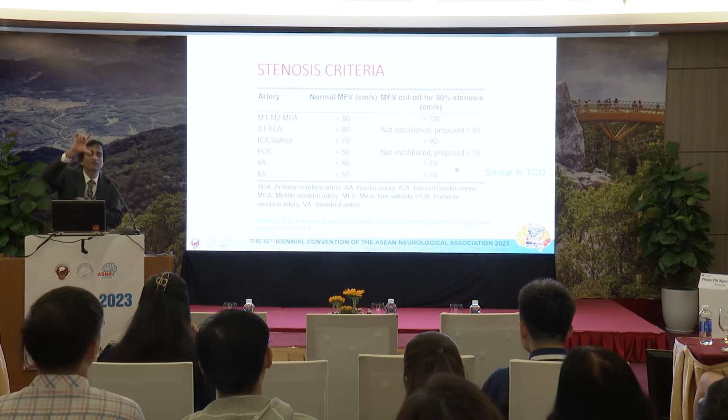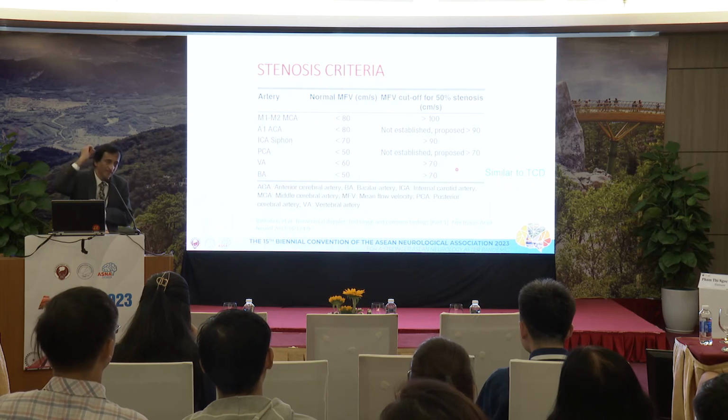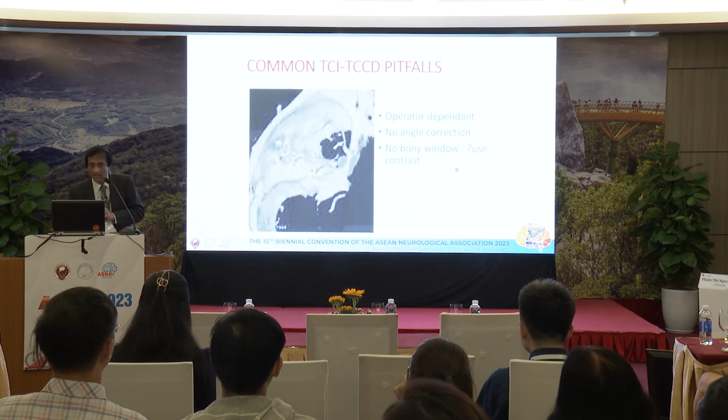So take the highest velocity for that vessel, and you go searching MCA, ACA, PCA, siphon, vertebral and basilar. So you go step by step in your patient. Here are some words of warning.